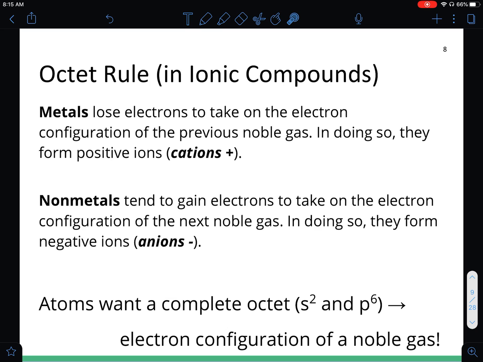Okay, so here are the rules for ionic. Metals will lose their electrons, and the goal is to achieve the electron configuration of the previous noble gas. When this occurs, they form positive ions or cations. Nonmetals tend to gain electrons with, again, the same idea of achieving the electron configuration of a noble gas. And when they do this, because they're adding electrons, adding negativity, they become anions. Okay, so overall goal, s2p6 electron configuration.